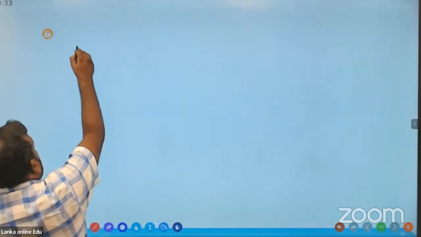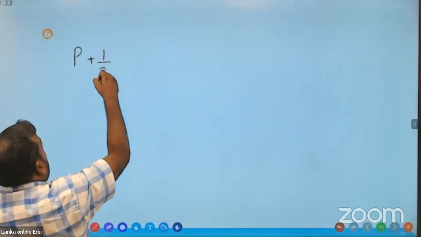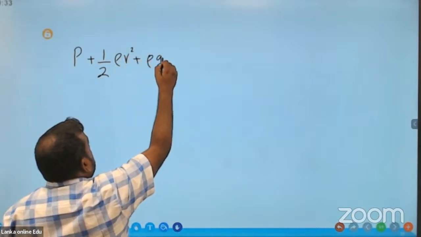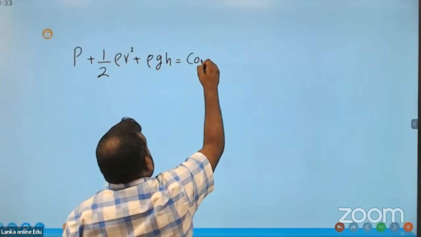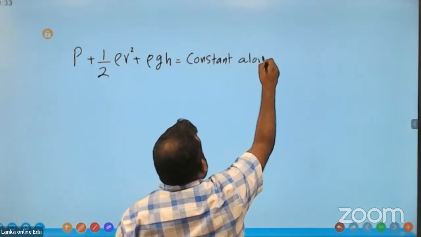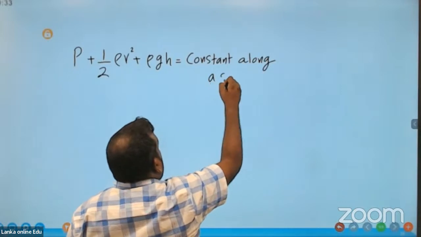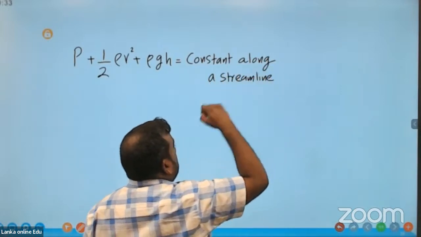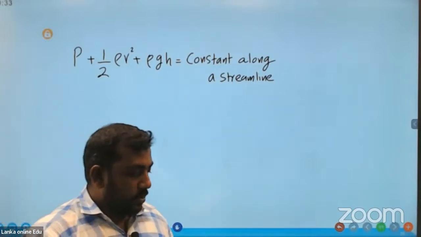So you can write P plus half rho V squared plus rho GH. This is constant along a streamline. So you can write it like this. Constant along a streamline.